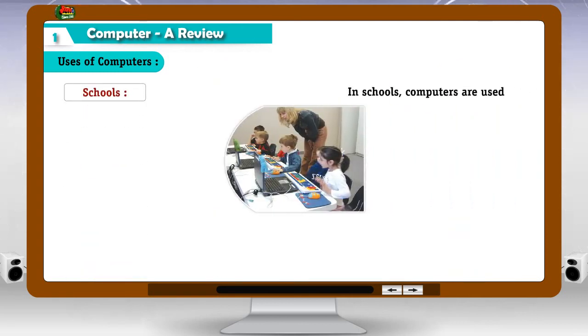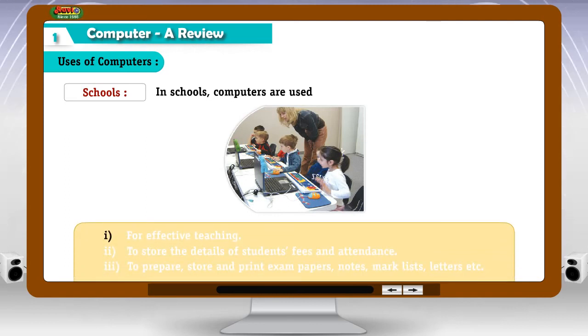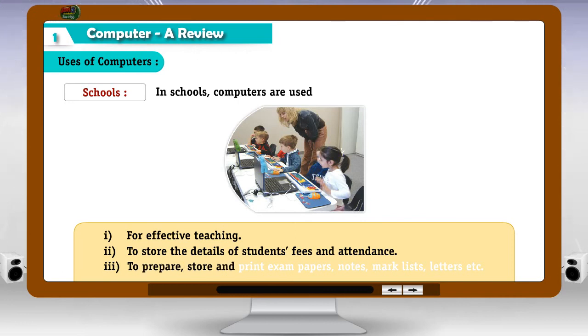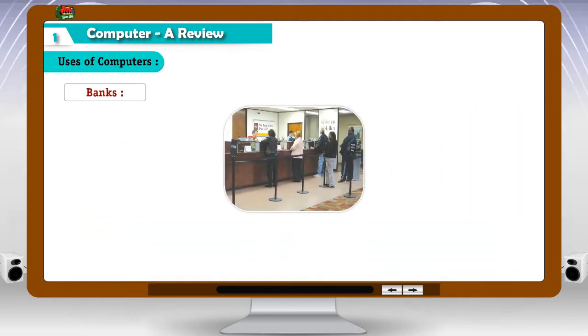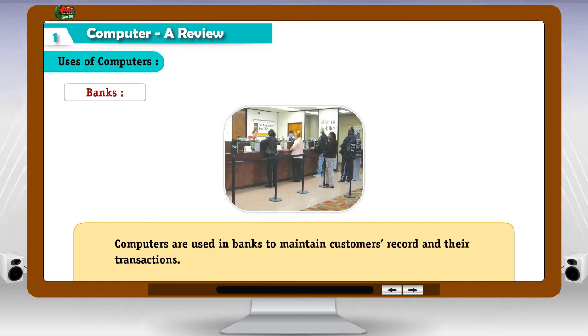School. In schools, computers are used 1. For effective teaching, 2. To store the details of students' fees and attendance, 3. To prepare, store, and print exam papers, notes, mark lists, letters, etc. Banks. Computers are used in banks to maintain customers' records and their transactions.